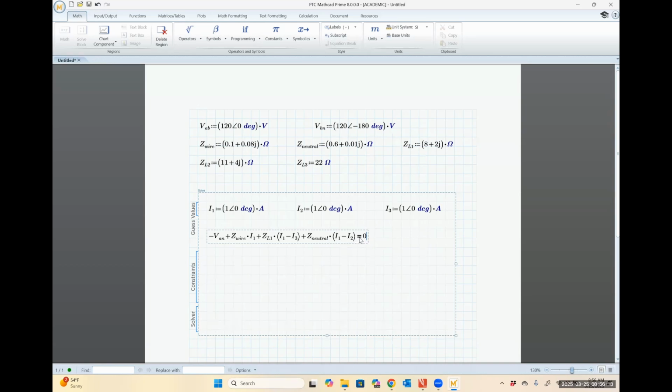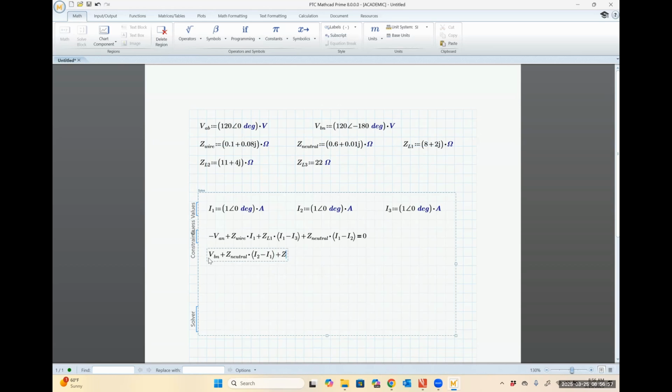So notice that this has a bold face equal sign. That's effectively meaning everything on the left-hand side of this equal sign must be equal to everything on the right-hand side. And those are the equations that it's actually using to solve that system, okay? So that's my first equation. My second equation, and if I type in something wrong or if I'm misremembering, please correct me, was going to be VBN plus Z neutral multiplied by I2 minus I1.